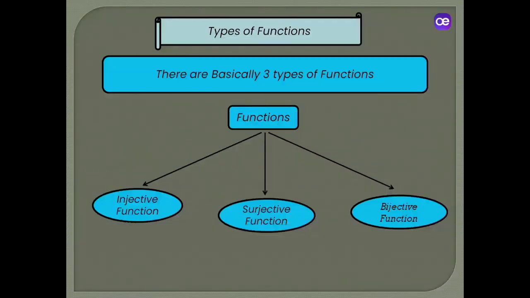Now we will discuss the types of function. There are basically three types of function. One is injective function, which we can also call one-to-one function. The second one is surjective function, which is also called onto function, and the third one is bijective function.